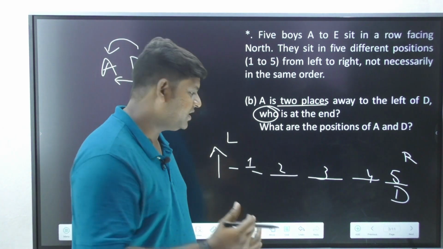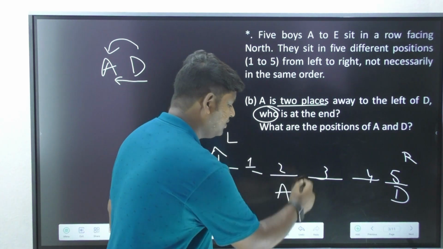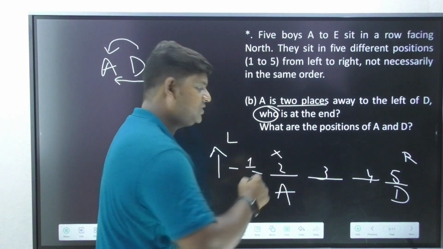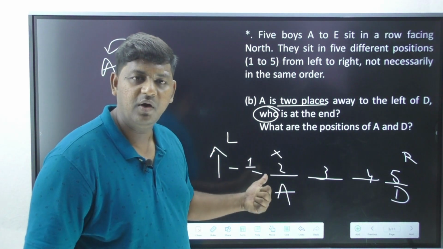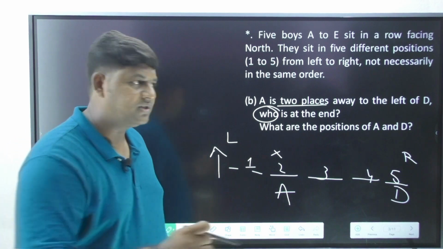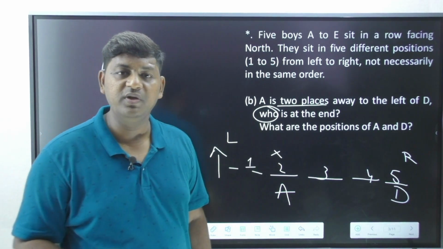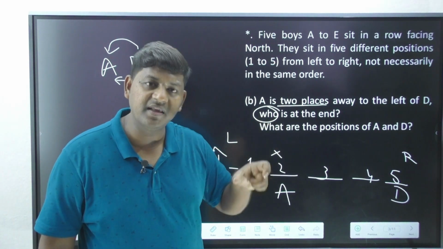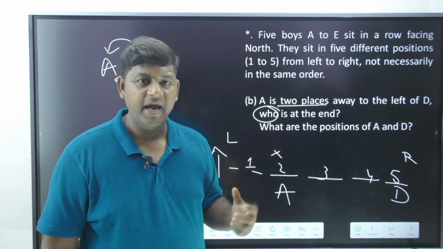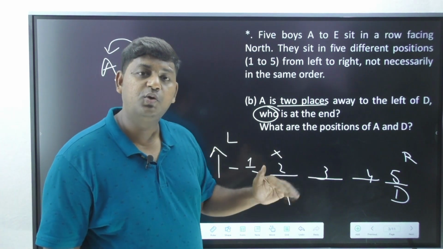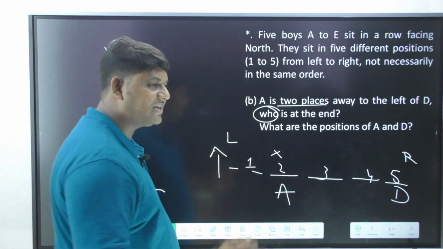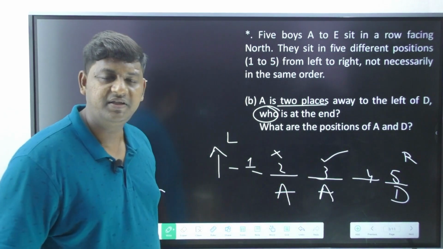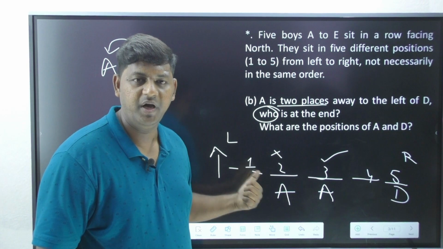Immediately you might have information, sir, let us allow A at position number 2, which is clearly wrong. Please do remember, you cannot allow A at position number 2, because the question is not mentioning that there are two persons in between A and D. Is it mentioning two persons in between them? No, it is never given. It is mentioning A is 2 places away. 2 places away is nothing but I have to allow A at position number 3, not position number 2.